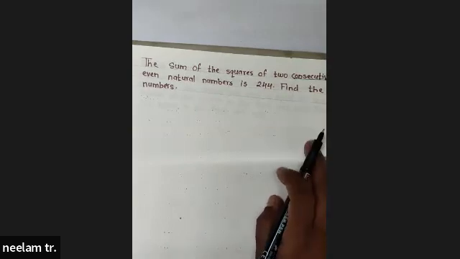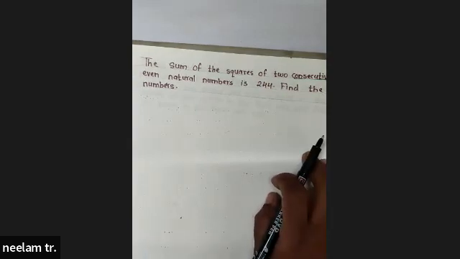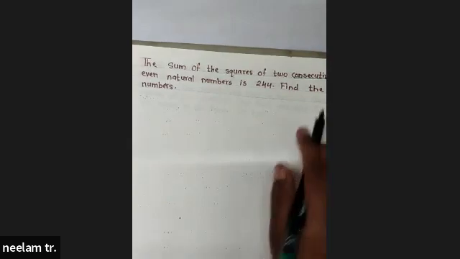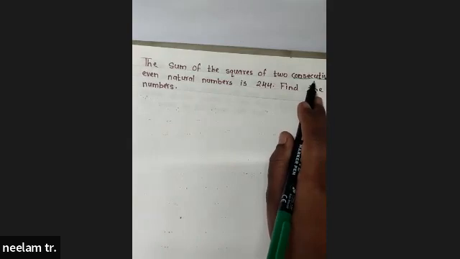Remember it: the numbers which continuously follow each other in order from smaller to larger are known as consecutive numbers. Okay, I hope you all understand what consecutive numbers are.